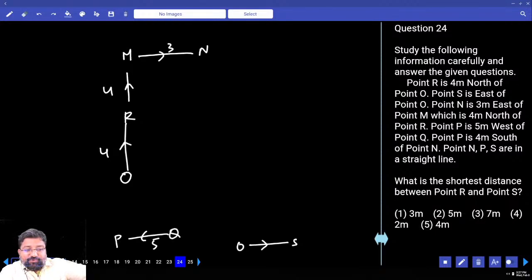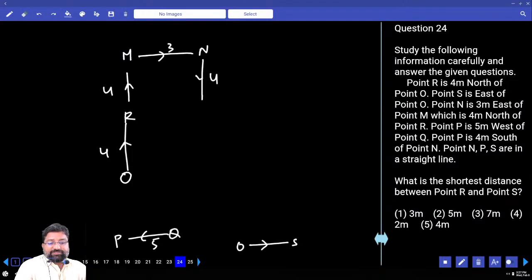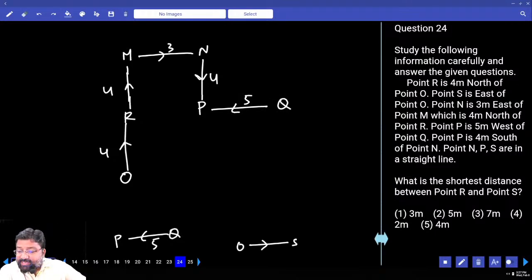Point P is 4 meters to the south of N. 4 meters to the south of N, exactly parallel to P. So this is 5 and this is Q. Done? What's the point next?